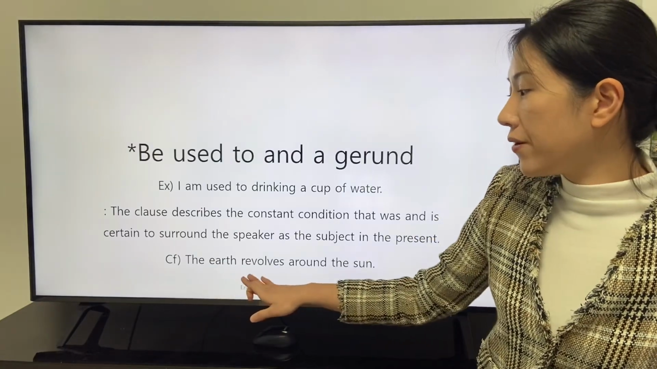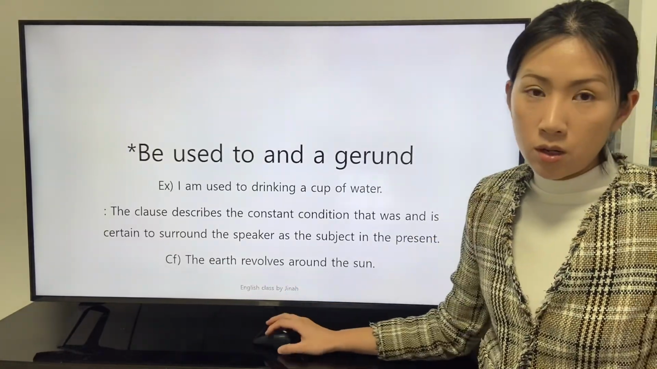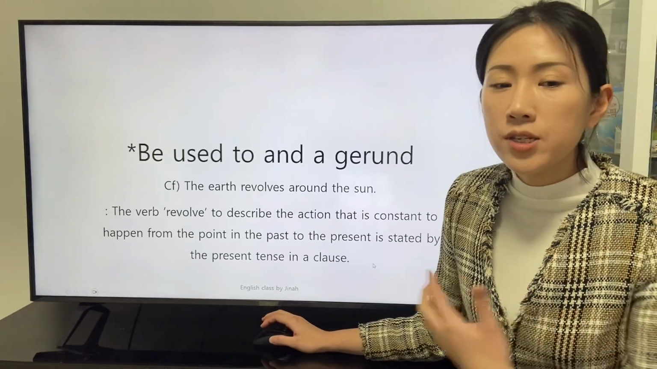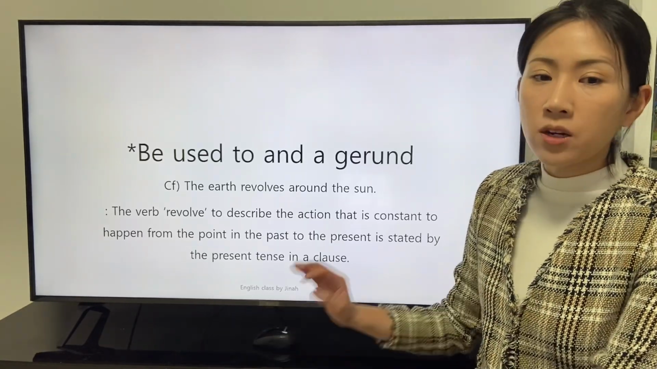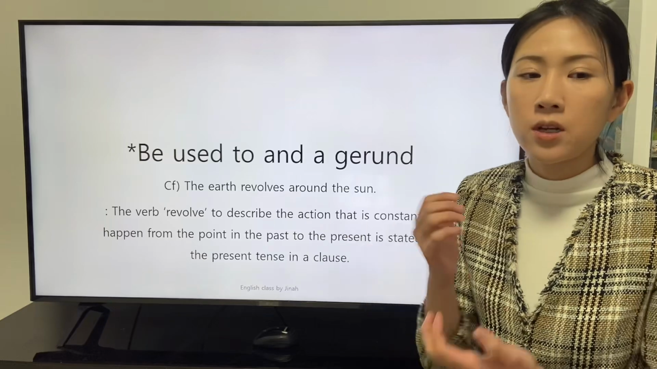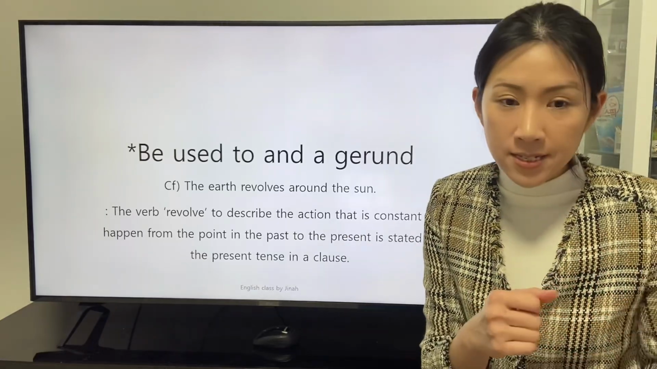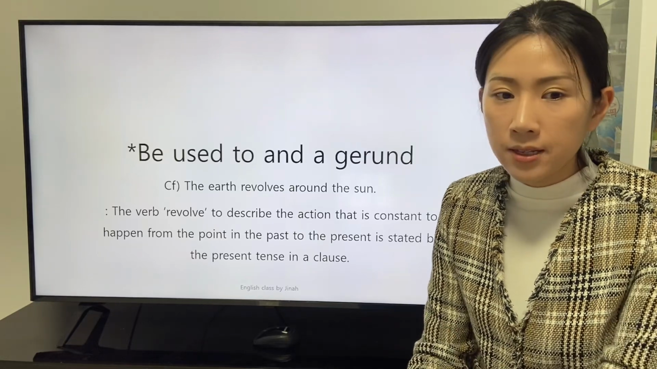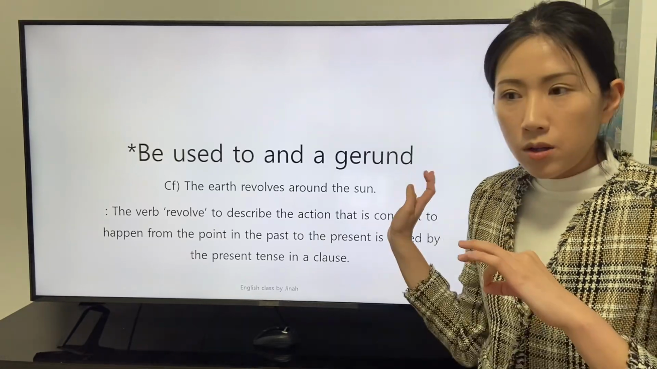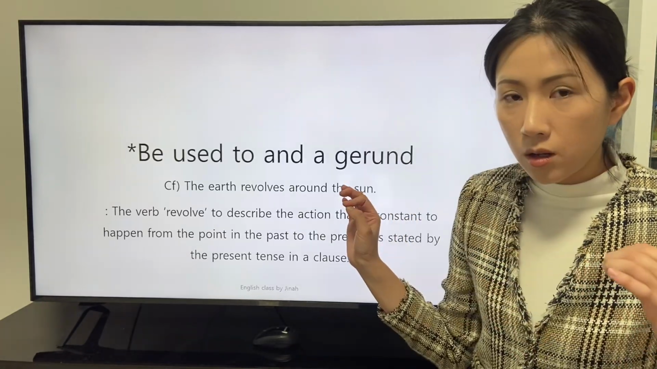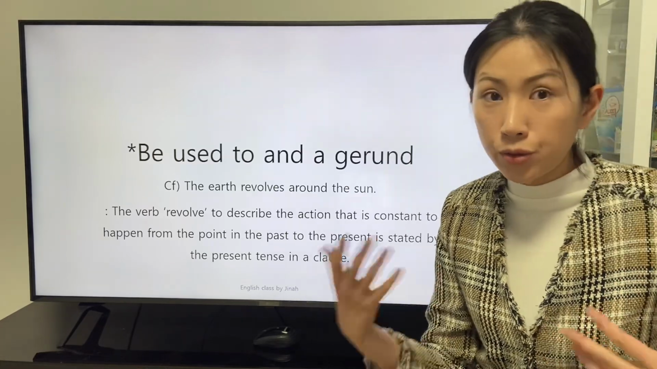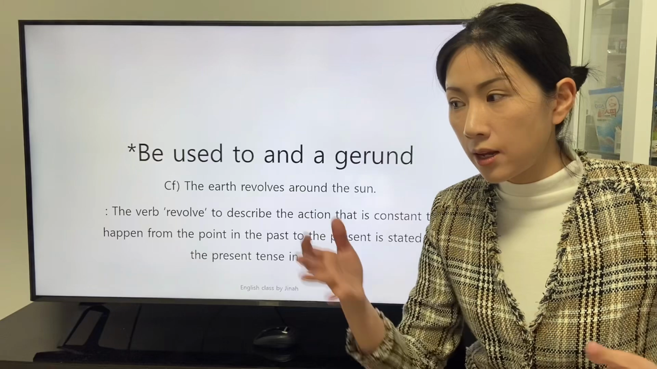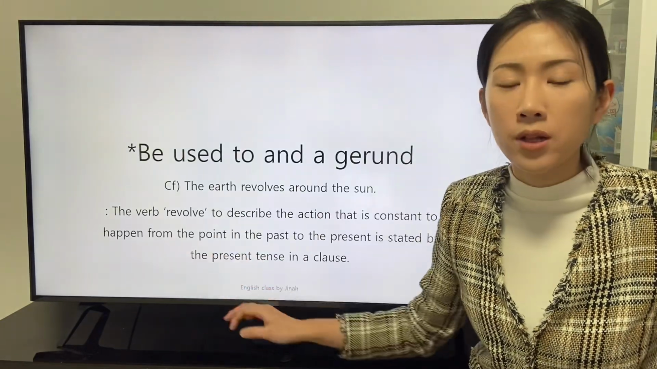The earth revolves around the sun. The verb revolve describes the action that is constant from a point in the past to the present, and it is stated by the present tense in a clause. This clause is always true in the past, at the present, and in the future as well.